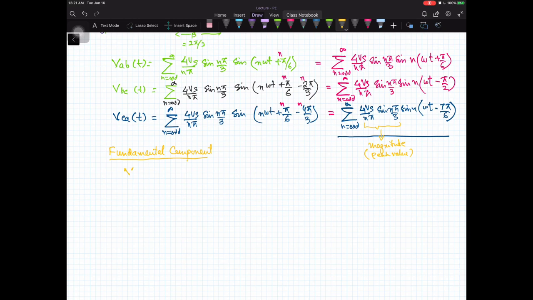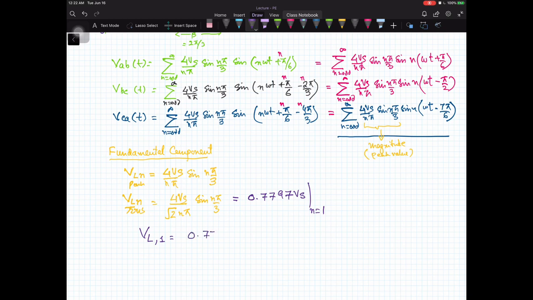So the fundamental component, if I look at the peak value, I'm going to write VL, that's the line voltage, and n is representing any harmonic. This is the peak one, so that is 4VS by n pi into sine of n pi by 3. And if I want to find the RMS value, V line for nth harmonic, that is 4VS by under root 2 n pi into sine of n pi by 3. If I solve this, it is 0.7797 into VS for n equal to 1. So the fundamental component V line fundamental is equal to 0.7797 times VS, where VS is the DC supply voltage.